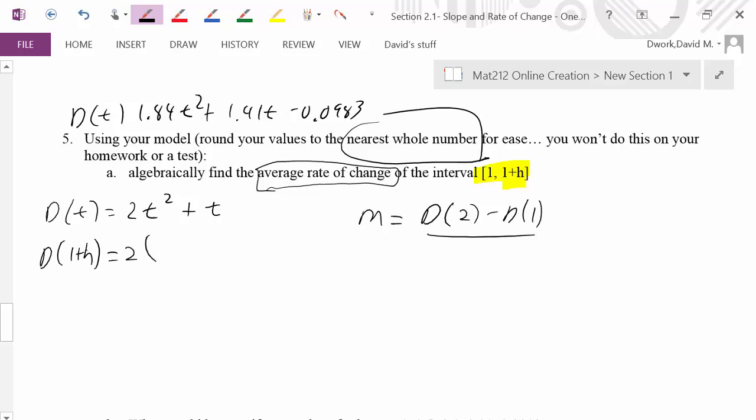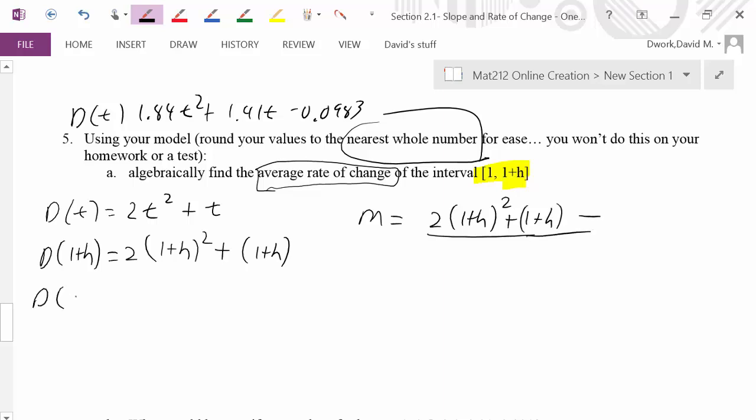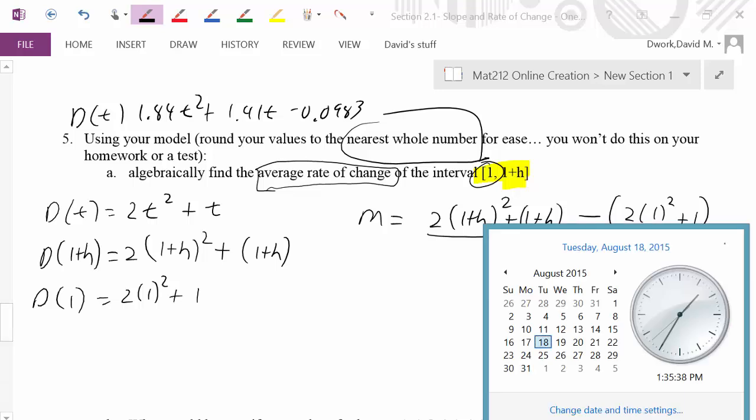Well, everywhere I have a t, I'm going to replace it with 1 plus h. So it's 2 times 1 plus h squared plus 1 plus h. So my numerator here is going to be 2 times 1 plus h squared plus 1 plus h minus, then the other part is just filling in the other value, and the other value for our interval is 1, so it's d of 1. That would just be 2 times 1 squared plus 1. And then our denominator, again, is just the change in your x values, right?